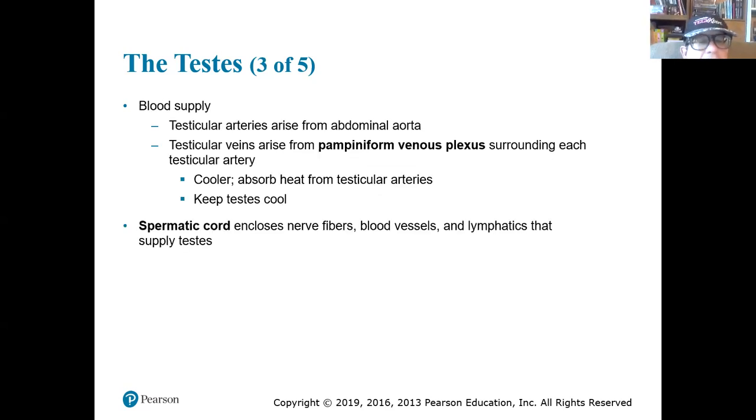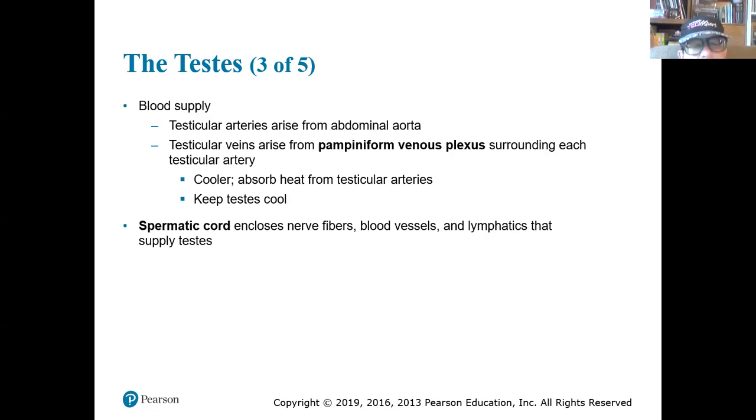All right, so blood supply. Testicular arteries arrive from the abdominal aorta. Testicular veins are from the pampiniform plexus surrounding each artery. This makes it cooler because it absorbs heat from the arteries. The artery dropping down to the testis is surrounded by a network of cooler veins that are going up. Those cooler veins will absorb heat from the artery, cooling off the blood in the artery, and that means that cool blood is delivered to the testicle.